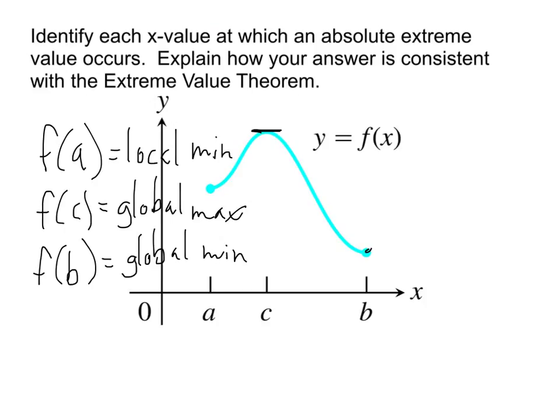The extreme value theorem says on any interval where we have a continuous function, there will be a global max and a global min. So from f of A to f of B, we do have a global max and a global min. So that just confirms the extreme value theorem.